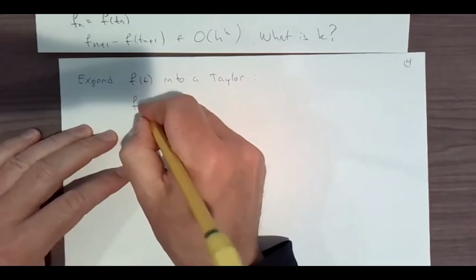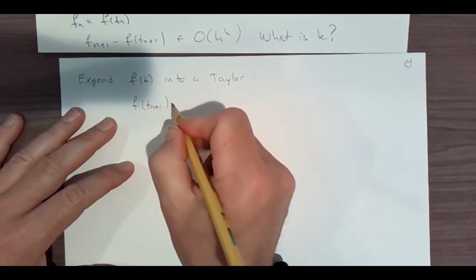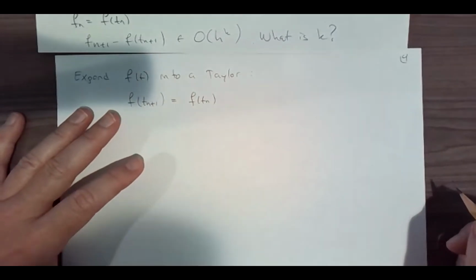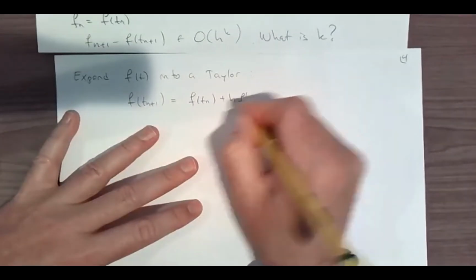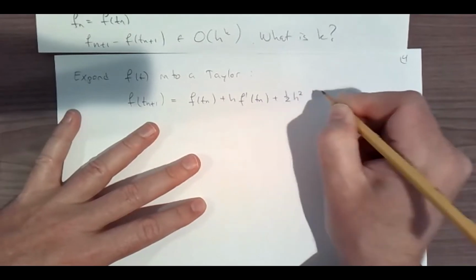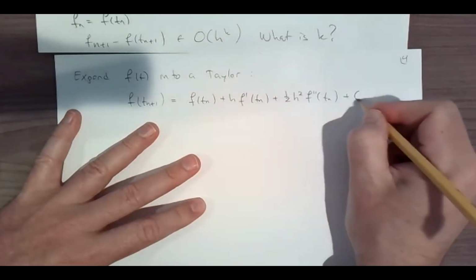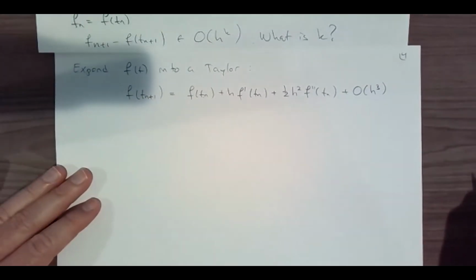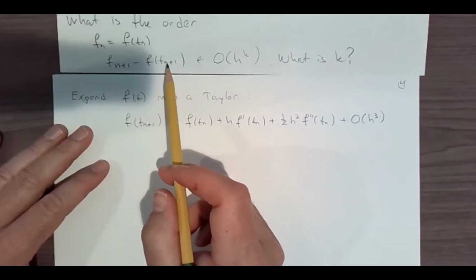So we're going to write here, at that point tn plus 1, this is the correct solution. We're going to write this as the value it had at the previous one. And then the first order would be h f prime at tn. The second order would be 1/2 h squared f double prime of tn. And then the error term O of h to the power 3. So that was the first order of business, and that's the term I have here.